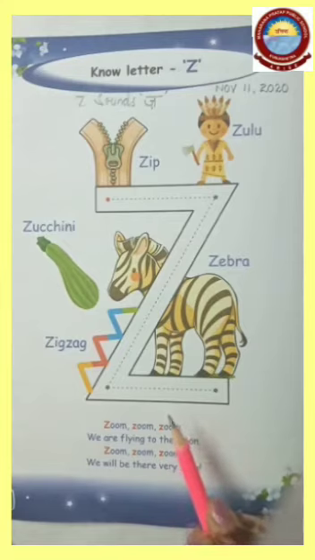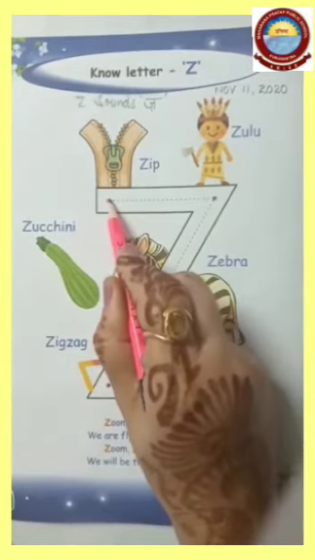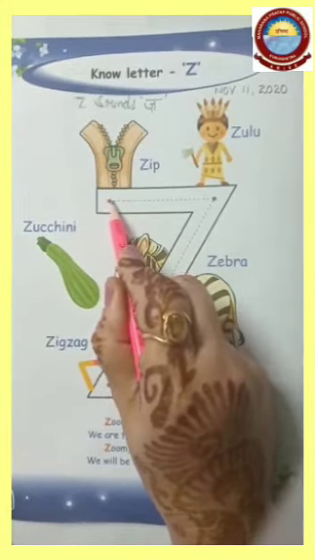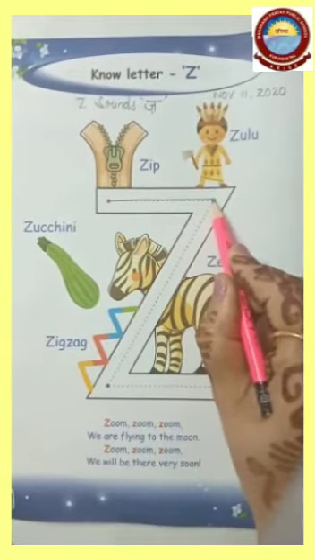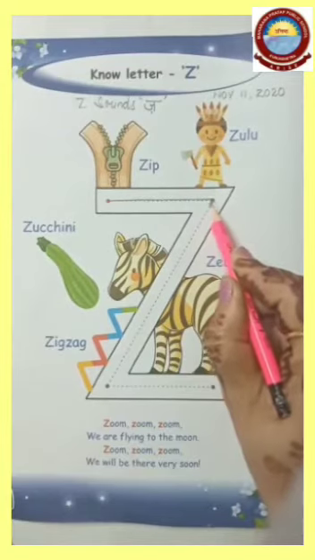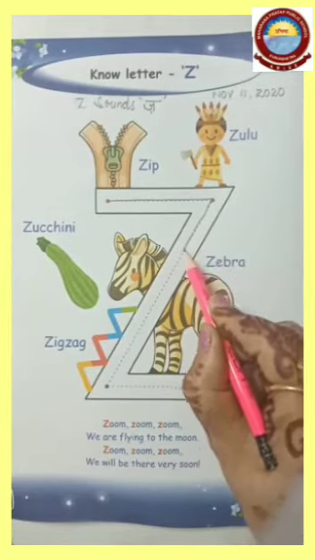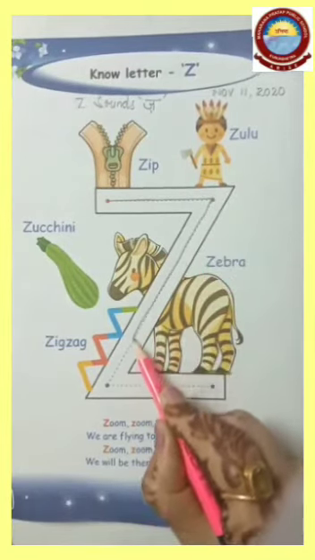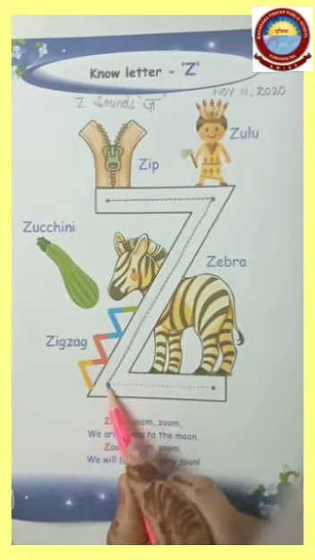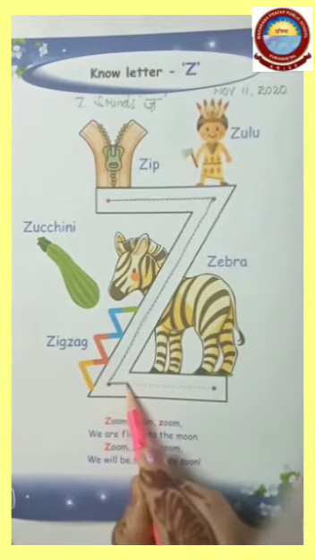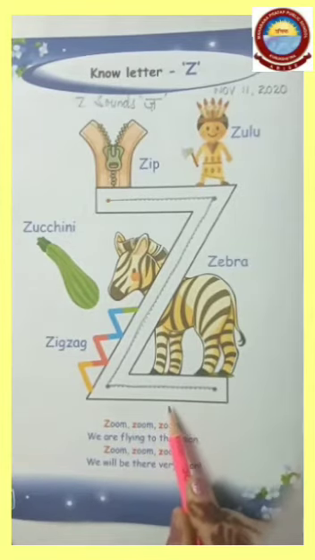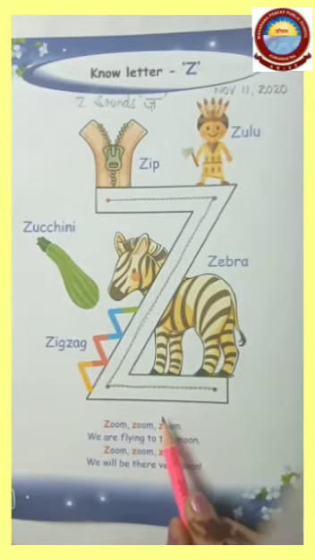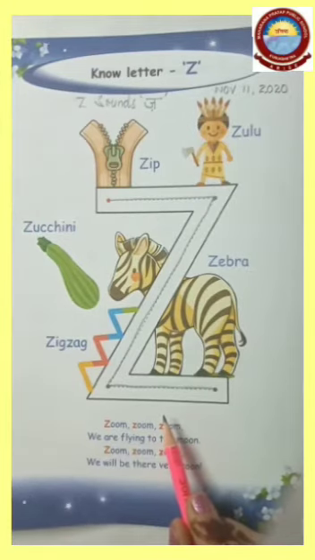This is letter Z. Start from the red dot. Draw a sleeping line from left to right. Then draw a slanting line to the left like this. Then draw another sleeping line from left to right. This is letter Z. Z sounds Z.